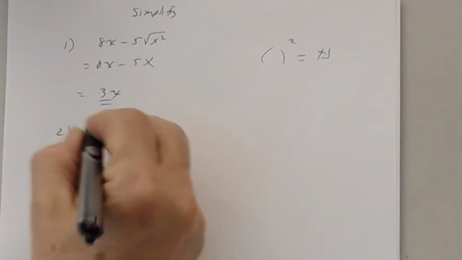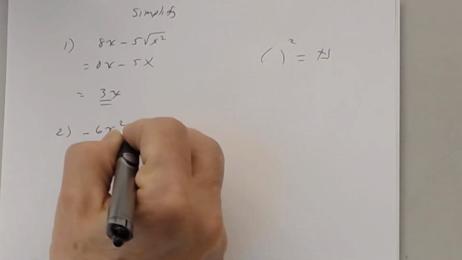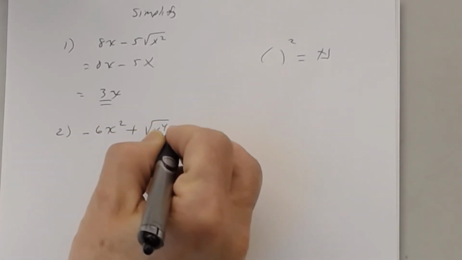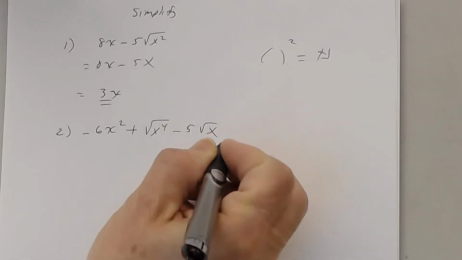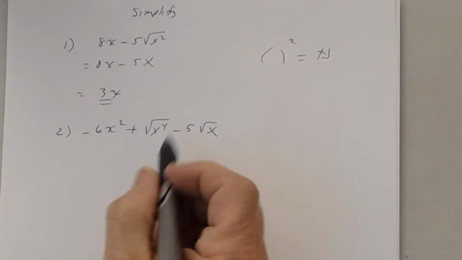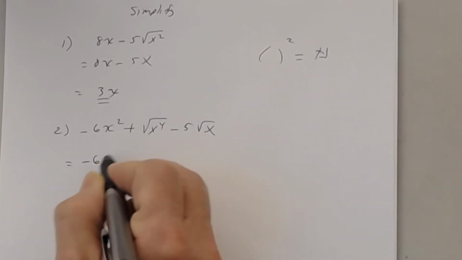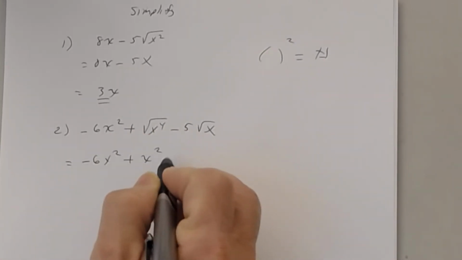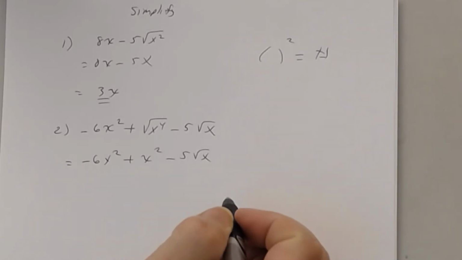Number 2. Negative 6x squared plus the square root of x to the 4th minus 5 square root of x. How many terms do you see? 3. Can I combine any of them at this point? No, but what can I do? Simplify which one? The second one, the square root of x to the 4th. Because I know the square root of x to the 4th is just what? X squared. So I got negative 6x squared plus x squared minus 5 square root of x.